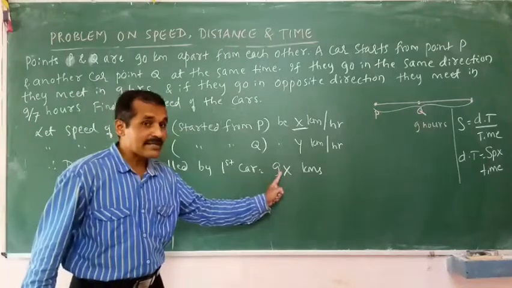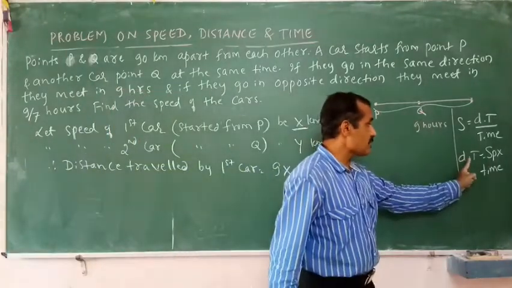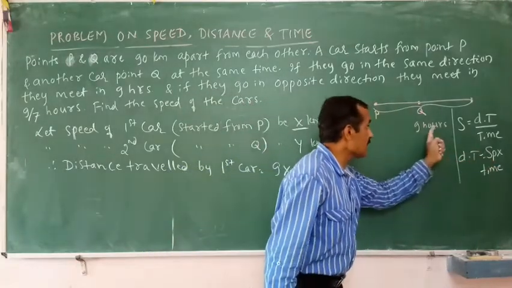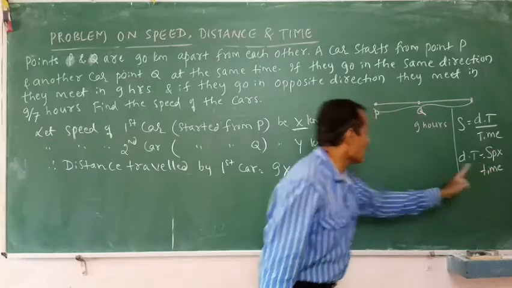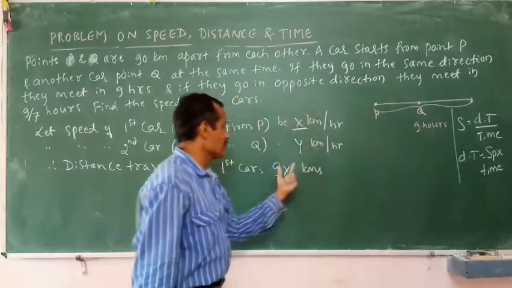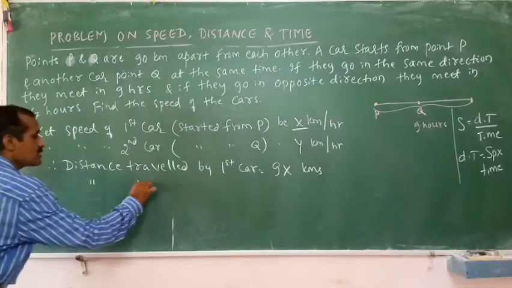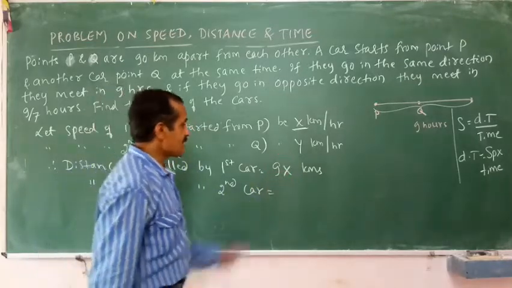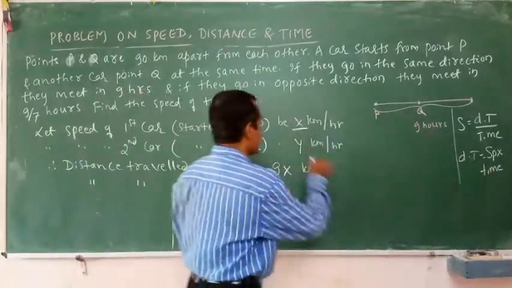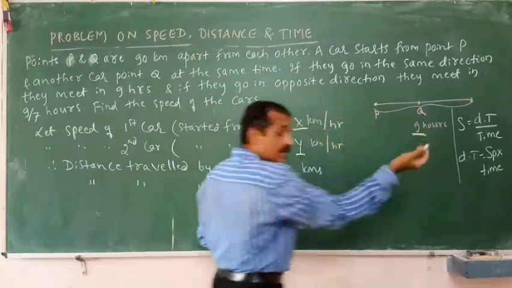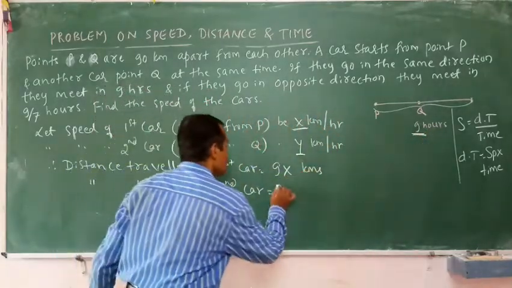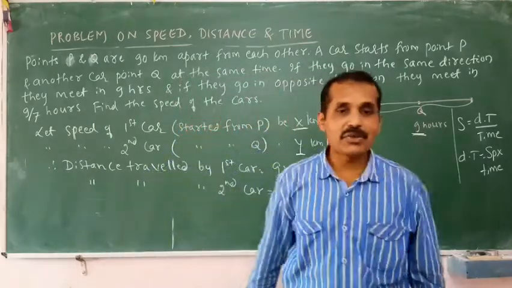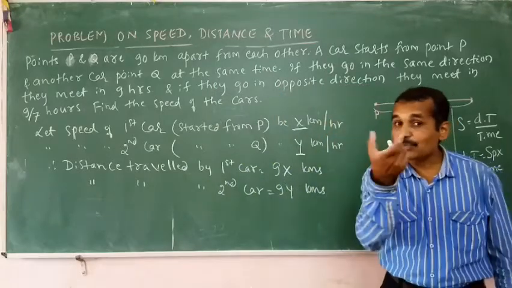Once again, make this point very clear. Our formula is distance travelled is equal to speed into time. First car speed x, time travelled 9 hours. I have to multiply speed into time, 9 into x gives you 9x. Distance travelled by the second car: speed into time. Second car speed is y, time is 9 hours. 9 into y gives you 9y. This is also in kilometers. My dear students, now this is the time to generate the equation.